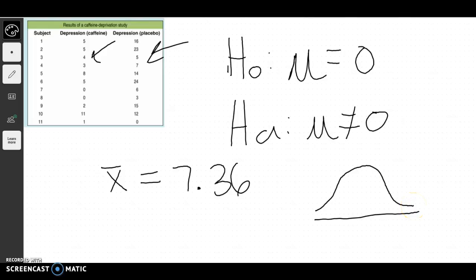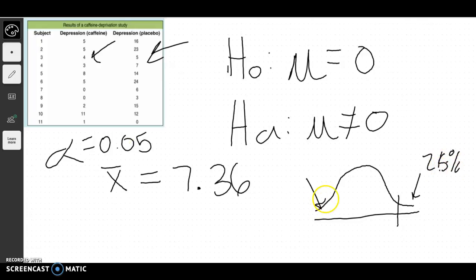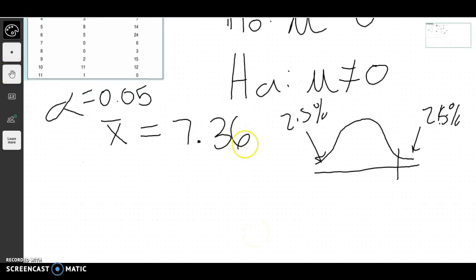And so we want it two-sided. Let's say our alpha value is 0.05. So that would be a 2.5% range here, and a 2.5% range over there. And let's see if it falls outside of that 2.5%. So again, this time we're going to use a t-test because all the data that we have is samples.